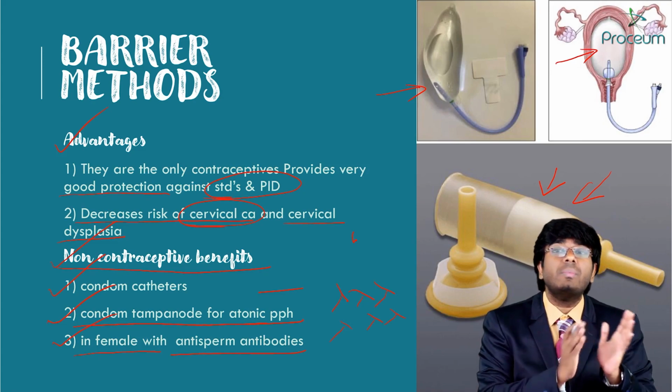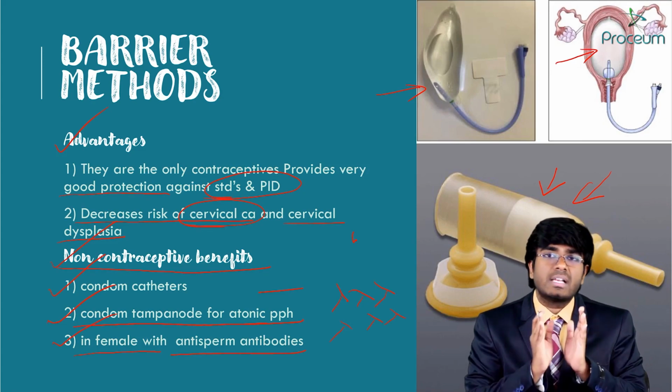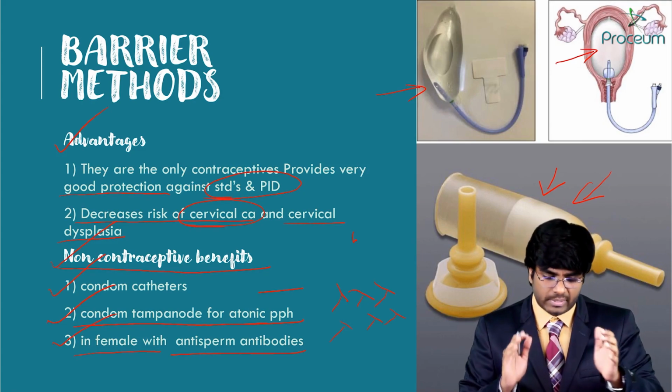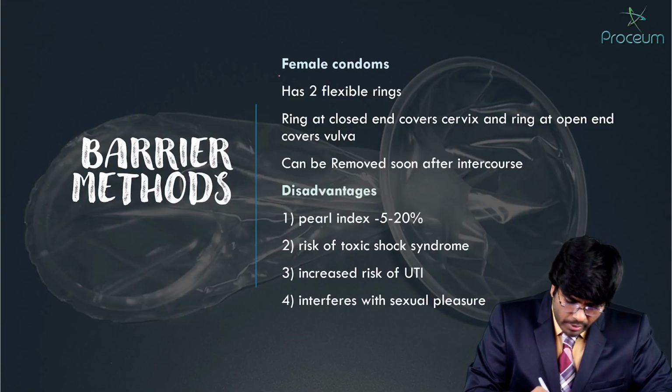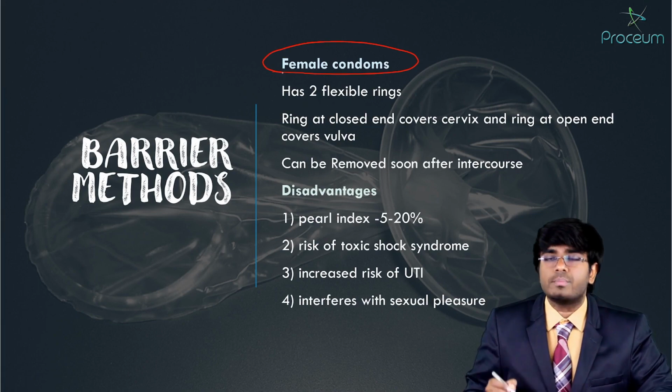See, corticosteroids for the female partner. What about the male partner? Ask the male to use the condoms for the next 3 months. Okay. After this, let's see some important points about the female condoms.